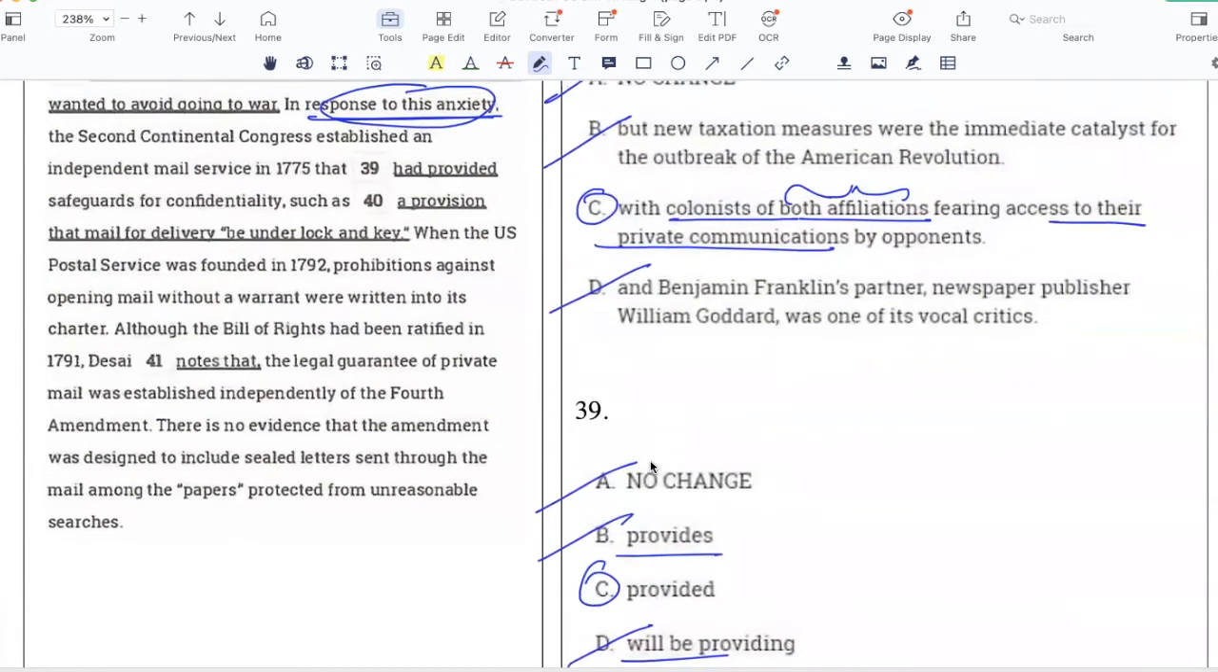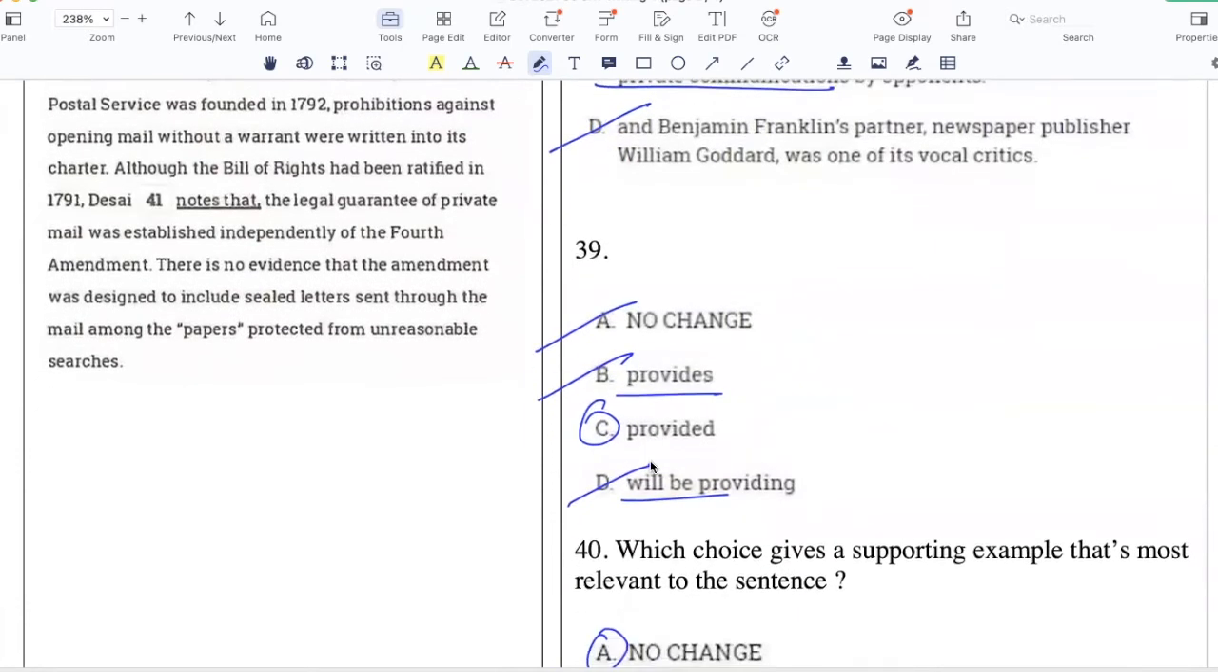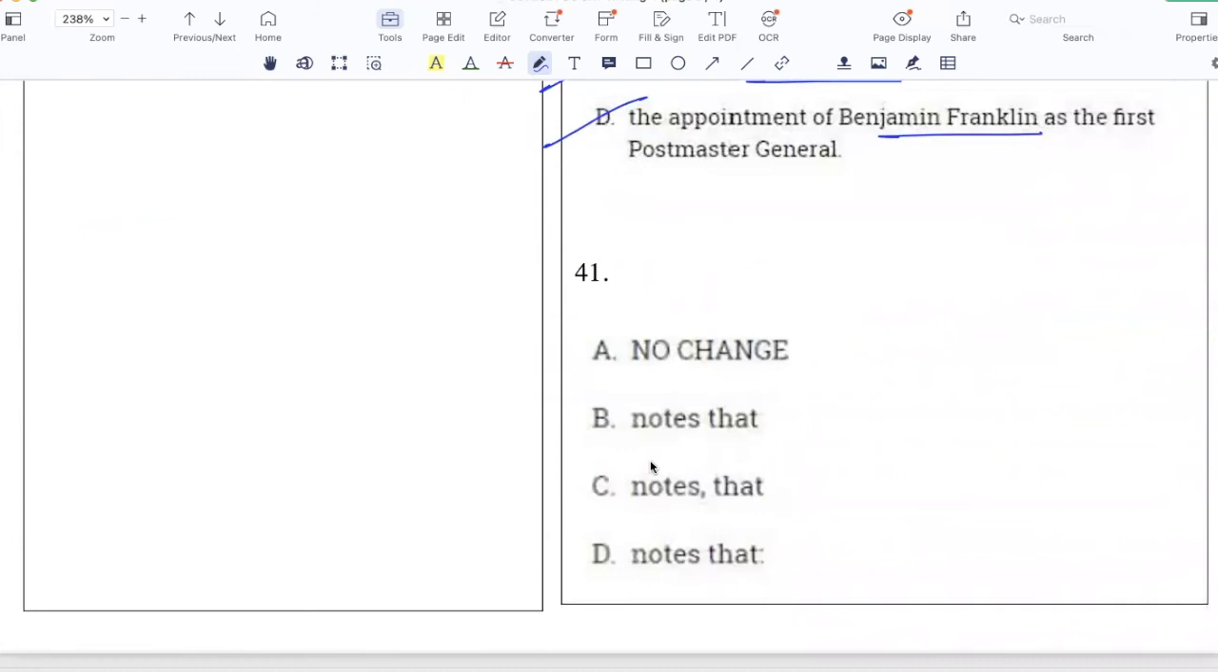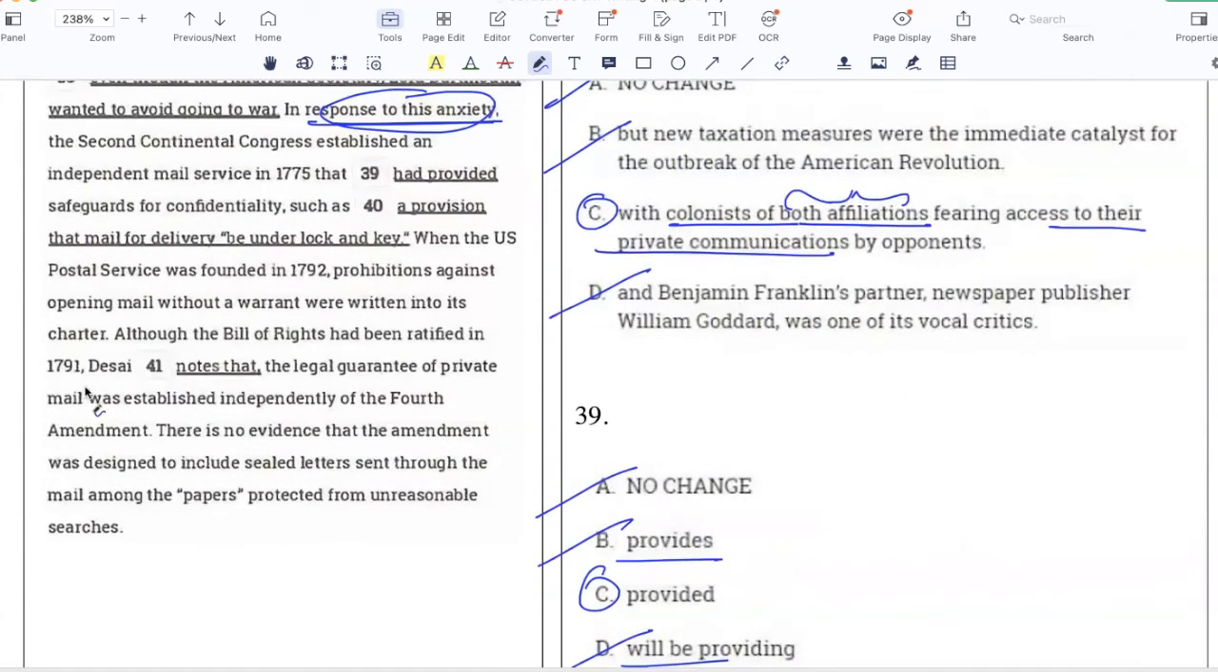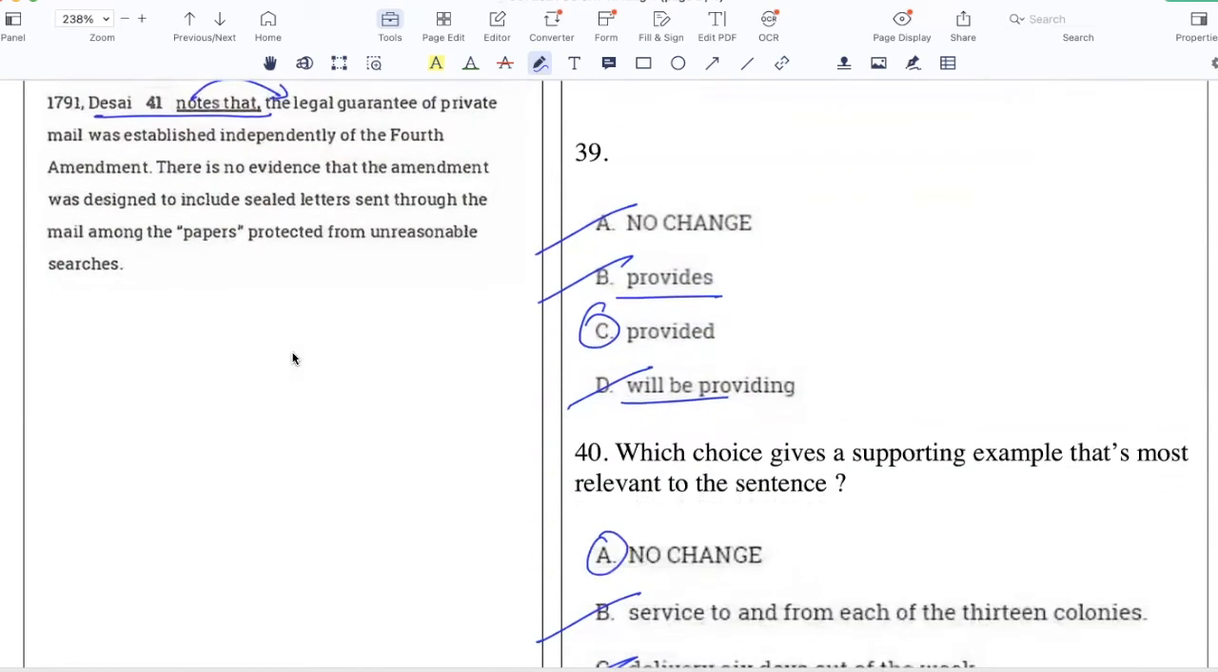When the US Postal Service was founded in 1792, prohibitions against opening mail without a warrant were written into its charter. Although the Bill of Rights had been ratified in 1791, Desai notes that the legal guarantee of private mail was established independently of the Fourth Amendment. So here I need to decide the punctuation, right? So when I say Desai notes that, then I don't need any punctuation, because when I say he notes that the legal guarantee, then that is a continuous sentence and no punctuation is needed around that. So the way it's written is wrong.